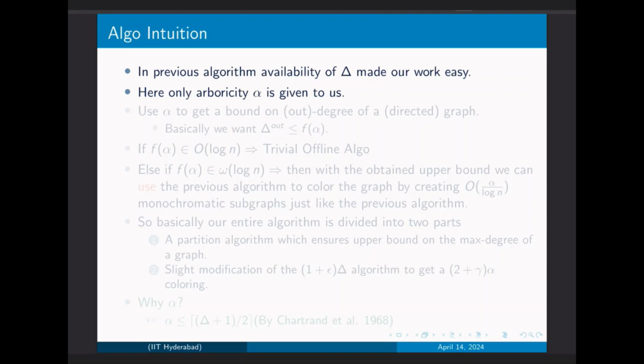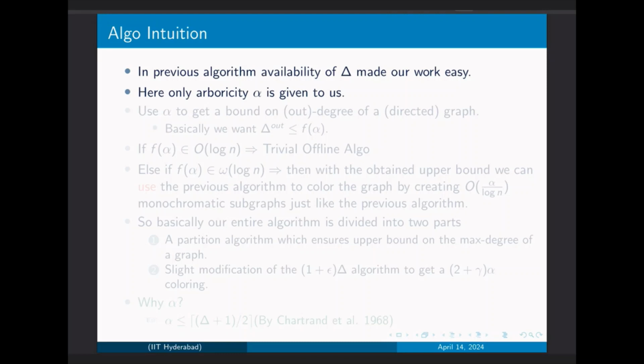As we saw in the previous algorithm, the availability of delta made our work much easier because delta is directly controlling the maximum degree of the graph. So once we have control over the maximum degree, we can easily color the graph. Either if it is less than log n, then choose the offline algorithm, or if it is more than log n, then we use the (1 plus epsilon) into delta, the previous algorithm.